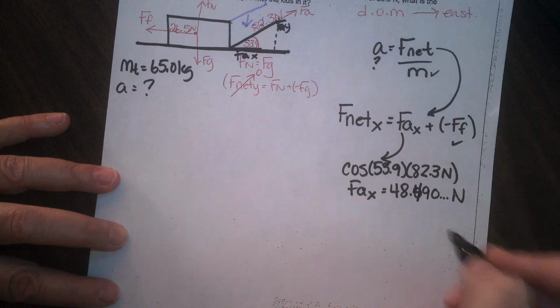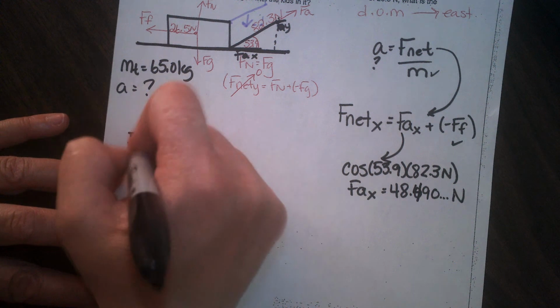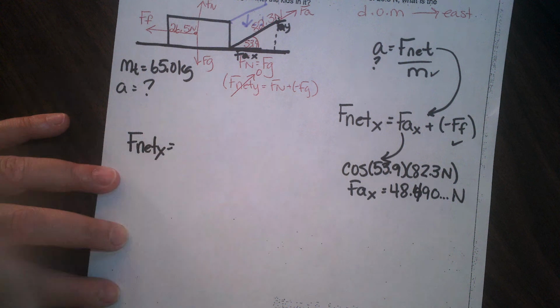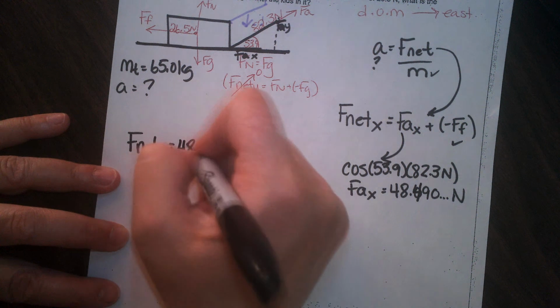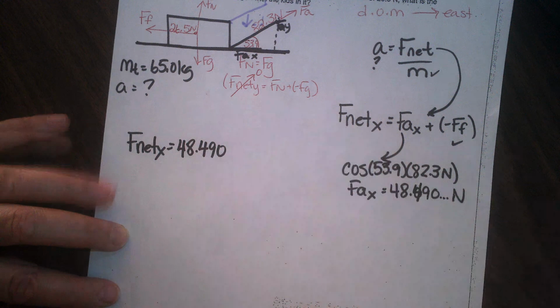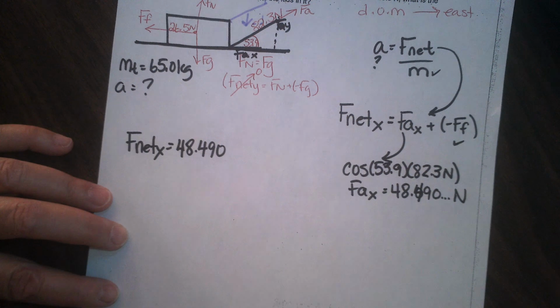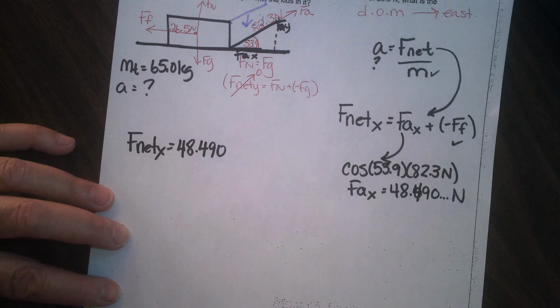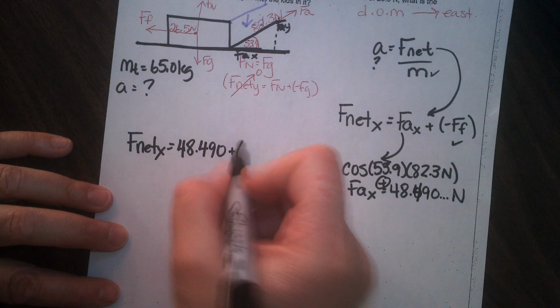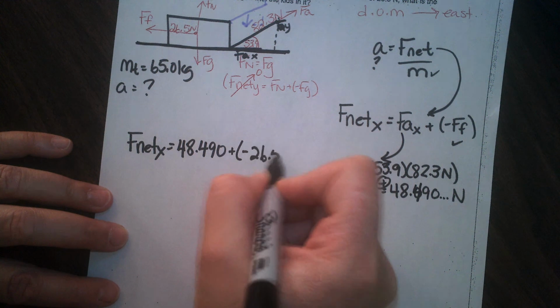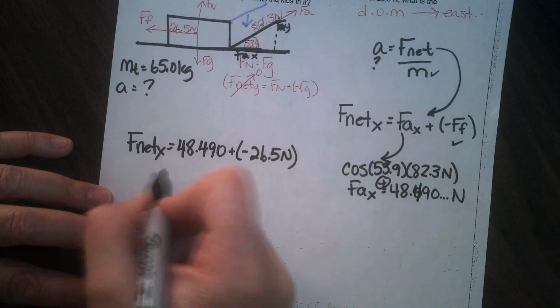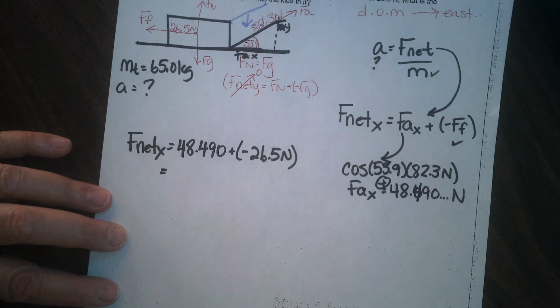I had this information. So force net X is equal to 48.490. Oh, we need to go back and do one quick check. Which direction is force applied X going? East. Is that a positive or a negative? Positive. So this value is positive, plus negative 26.5. We get what for a value?